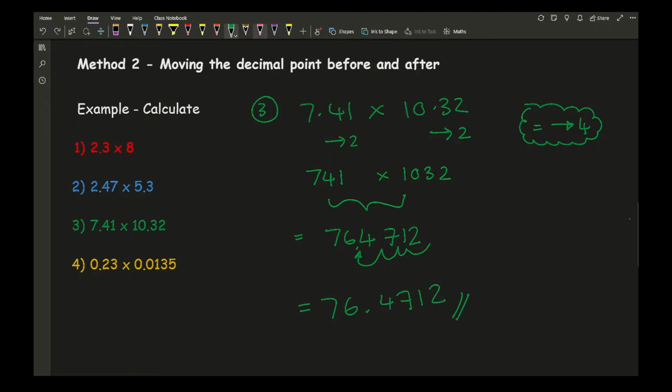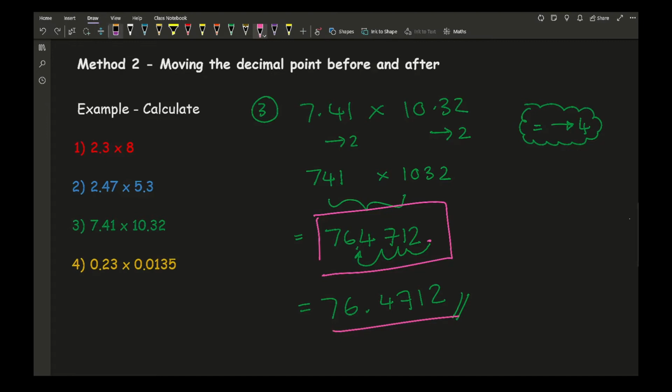Now, one thing I would recommend that you do is try not to leave your answer looking like this, with your arrows and your loops and potentially having 2 decimal points. It's never good. Always try and write your answer neat on a separate line where there's no loops, no arrows, and definitely not 2 decimal points, because that's a big no-no in maths.